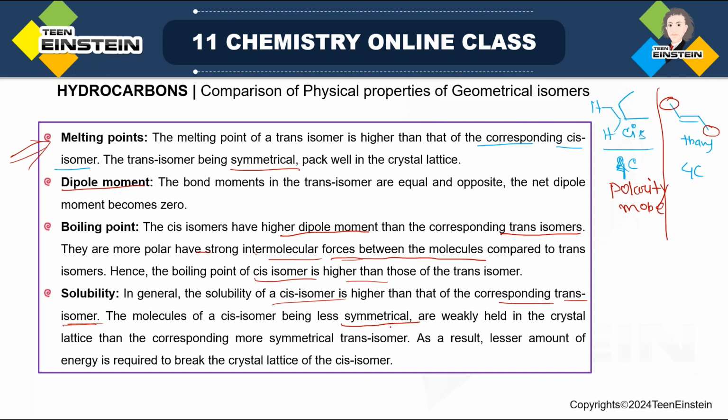So the trans isomer is more symmetrical, and the cis isomer is less symmetrical, so cis molecules are weakly held in the crystal lattice. As a result, a lesser amount of energy is required to break the crystal lattice of cis isomer. So when we compare the solubility of solid alkenes, one cis and another trans, in case of cis you can have more solubility, okay? Because the packing is loose compared to trans isomer. But we are talking about solid alkene, not gaseous alkene or liquid.